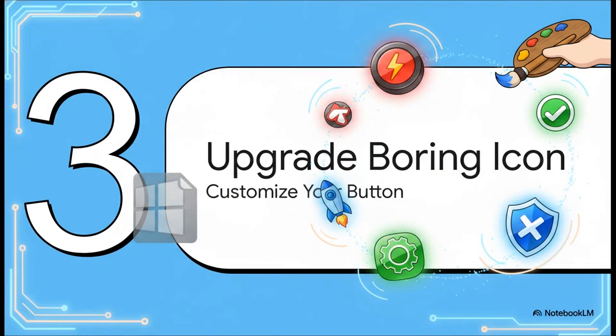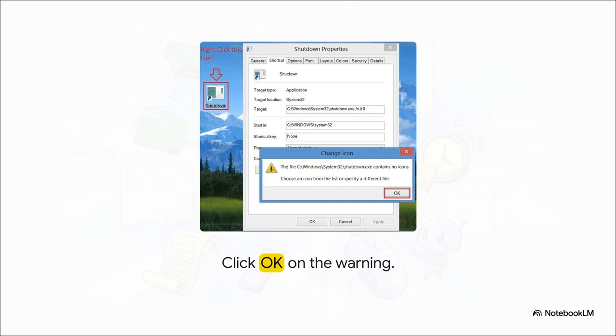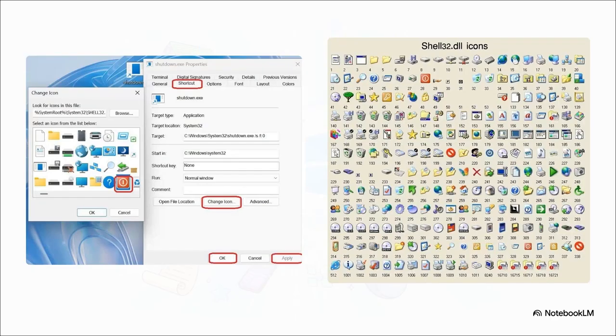Let's jump to section 3, upgrading the boring icon to customize your button. So you have the shortcut, but to customize it, you'll want to right-click that new desktop icon, select Properties, go to the Shortcut tab, and click Change Icon. Now, when you do this, Windows is actually going to pop up a little warning box at you. It'll tell you that the file shutdown.exe contains no icons of its own. Don't panic. Seriously, it's totally normal. Just hit OK. Here is how we easily bypass that warning.